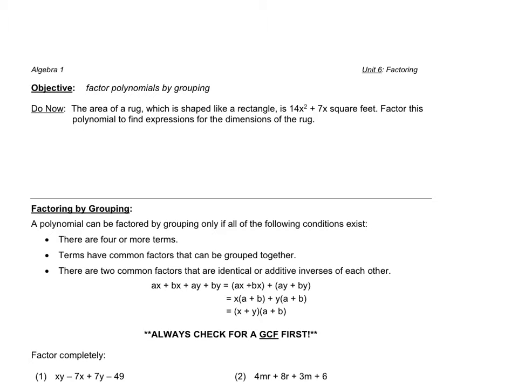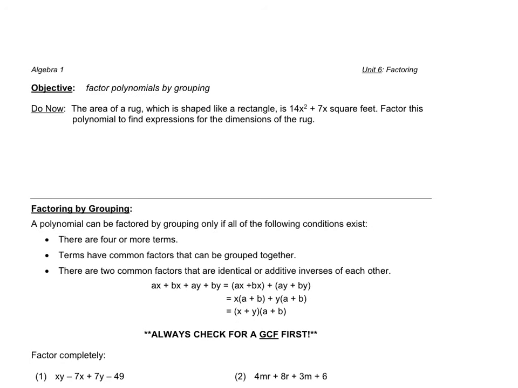The area of a rug, which is shaped like a rectangle, is 14x squared plus 7x square feet. Factor this polynomial to find the expression for the dimensions of the rug. All right, so the area of a rectangle is length times width. So if we come up with the factors of this expression, one of those factors will be the length and the other will be the width.